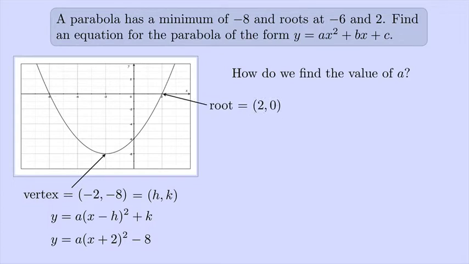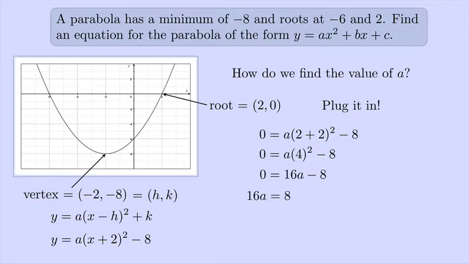Well, I know the root 2, 0, I can plug it in. So when I put 0 in for y and 2 in for x, I get 0 equals a times (2 plus 2) squared minus 8. Okay, that's a times 4 squared minus 8. 4 squared is 16, and then I can solve this for a, and I end up getting a half. Great, so I have y equals 1/2 (x plus 2) squared minus 8.